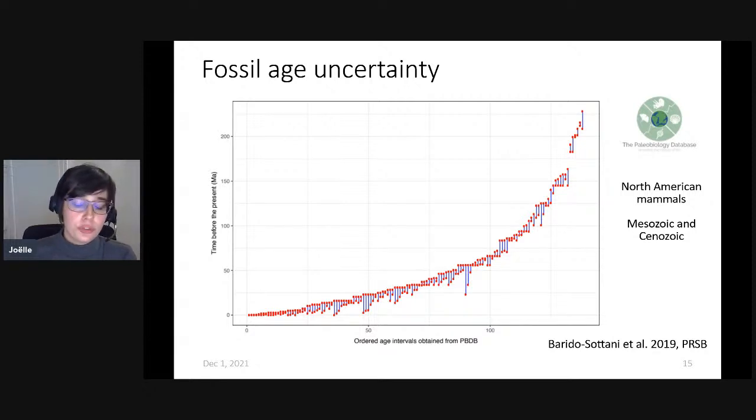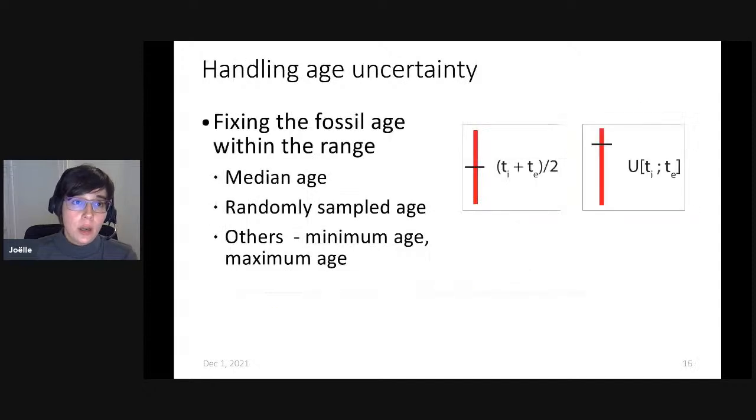And this is just an example, but this is something that's going to be present in almost all empirical datasets. Now, there are a few ways to handle this age uncertainty in an FBD analysis. An FBD analysis, as originally configured, required the tips to have a fixed age. So that's what people have done, fixing the fossil age to a point within the range.